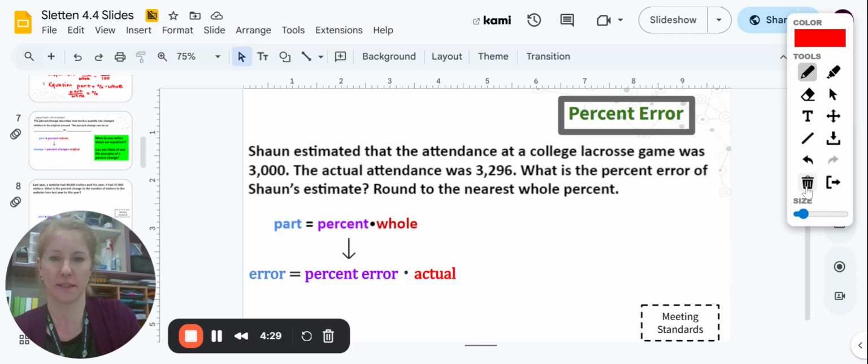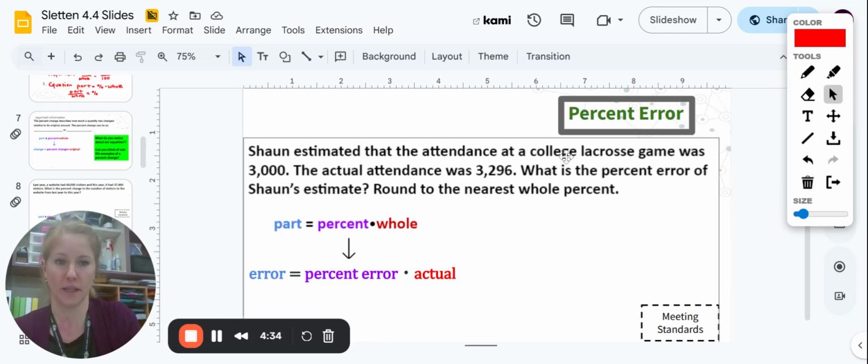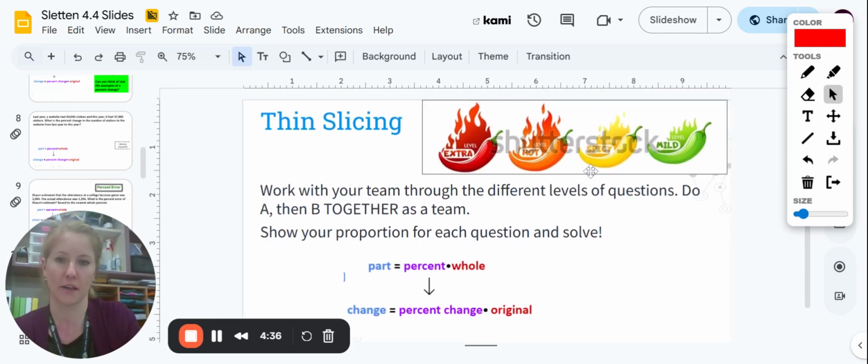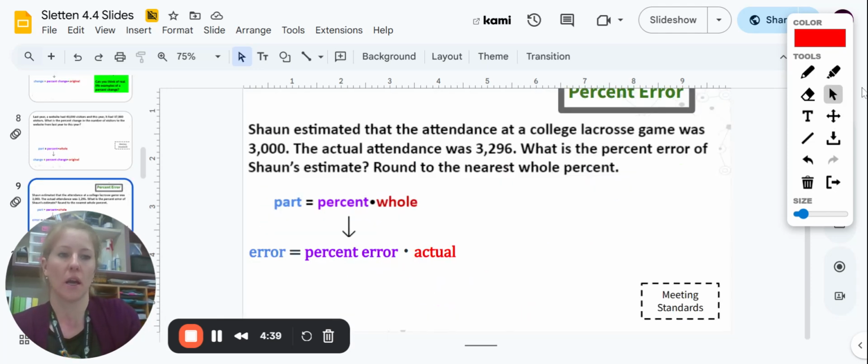All right, next example. Now, the other thing you can calculate using this equation is percent error. How much is something off from what it should be? So this one, let's just read through it and see how that applies. So Sean estimated that the attendance at a college lacrosse game was 3,000. The actual attendance was 3,296. What is the percent error of Sean's estimate? What percent was he off by? Round to the nearest whole percent.